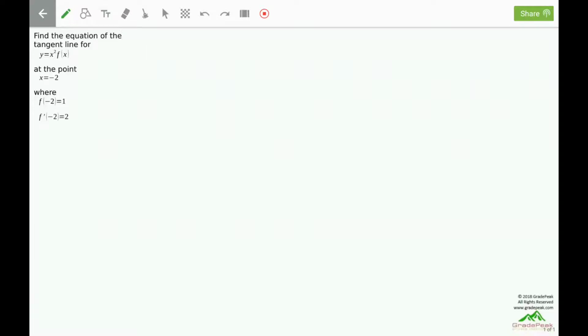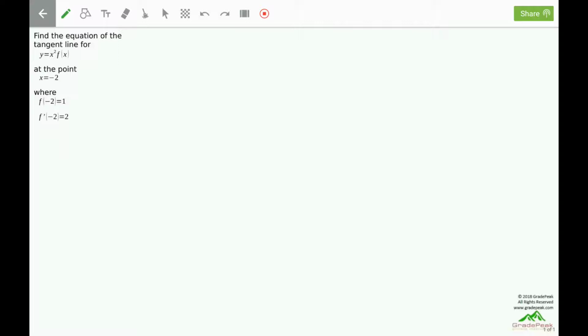Find the equation of the tangent line for y equals x squared times f of x at the point x equals -2, where f of -2 is 1 and f prime of -2 is 2. To find the equation of the tangent line, we need both the x and y coordinates of the point. Right now we have only the x coordinate given.